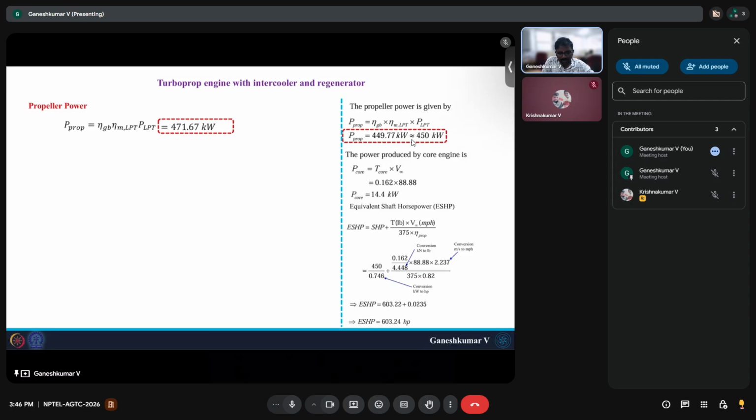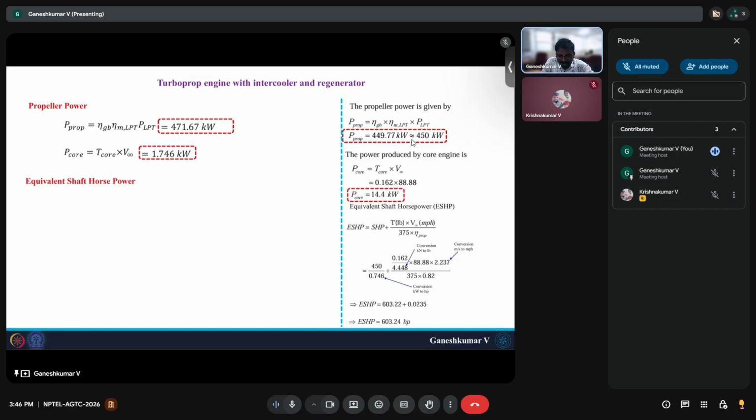So this is the total power at the propeller, which is 471.67 kilowatt, which is higher than the 450 kilowatt here. The power produced by the core engine is around 1.746 kilowatt, which is nothing but the thrust of the core times V infinity. Power produced just by the core engine is very little.